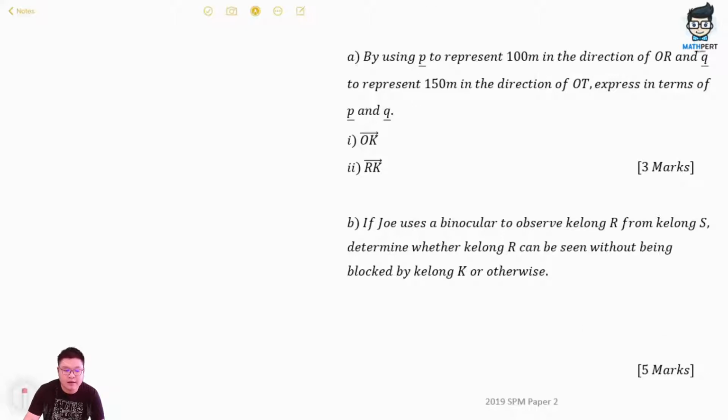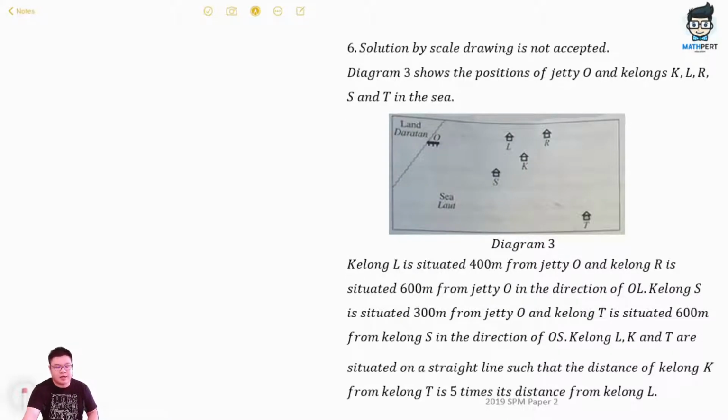So the second part: if Joe uses a binocular to observe column R from column S, determine whether column R can be seen without being blocked by column K or otherwise. The second part will give us 5 marks. In total, there are 8 marks for question number 6.